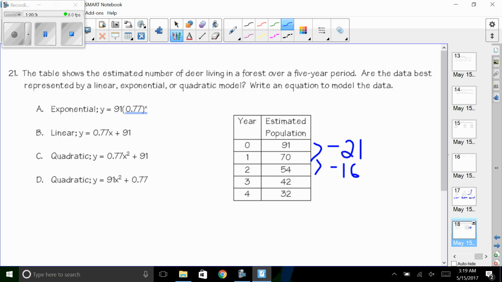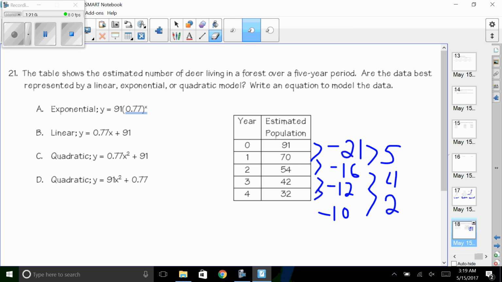16. It's going to be 12. And the last set, 10. Alright, so it's not linear because those aren't the same. So the next set would be 5, 4, 2. Those aren't the same. So it's not quadratic, it's not linear.